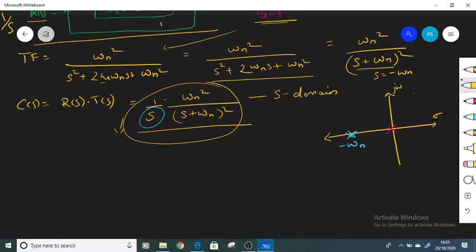So the best way to do it is to use the partial fraction method. We'll say that C(s) can be written in partial fraction form. It will be A divided by s plus, as you can see there is a perfect square over here, so I can write this as B divided by (s plus omega n) the whole square plus C divided by (s plus omega n). Now you can do the partial fraction for it and find out the values of A, B and C.